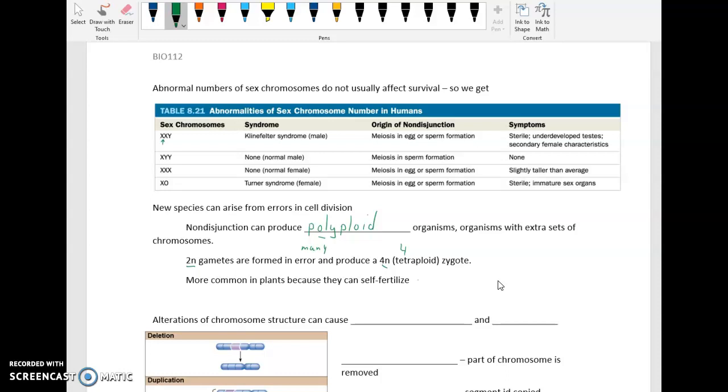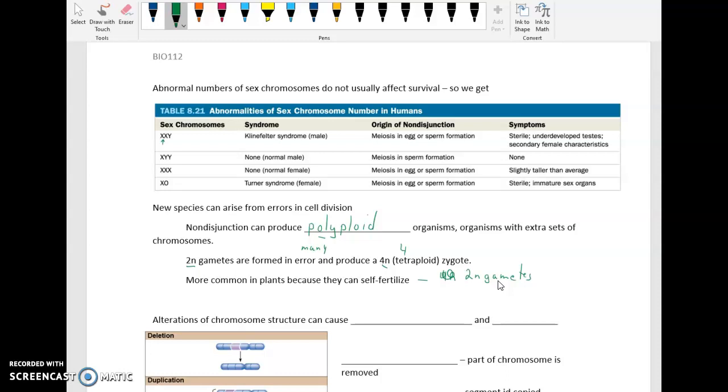This is more common in plants because once this organism is created, it can self-fertilize because it would need to fertilize itself with another 2N gamete. And your book details there's a series of frogs that evidently this happened to. There are 2 sets of frogs. They look identical. One of them is diploid and the other is tetraploid.